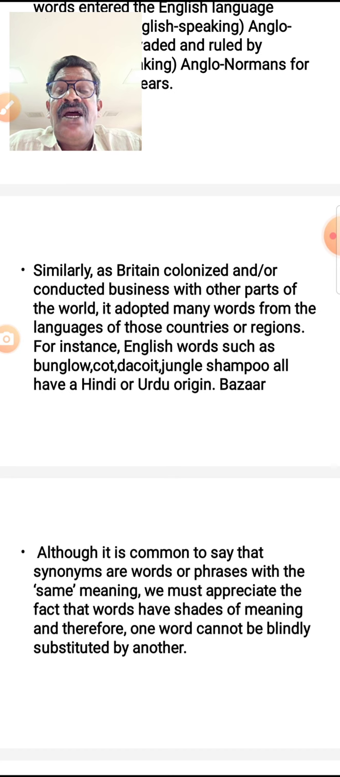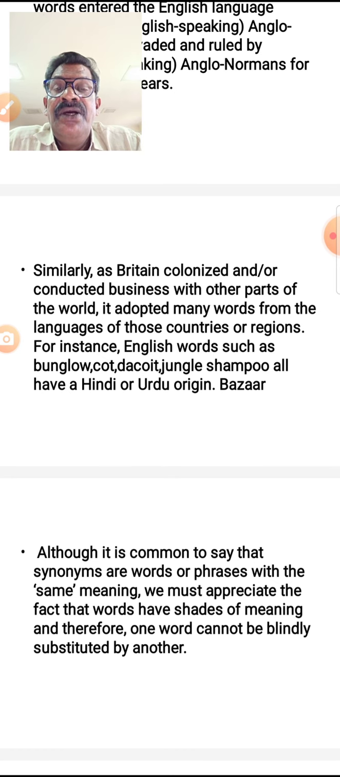As we have discussed in an earlier slide, 29% is from Latin, 29% from French, and some 6% from other languages, because Britain colonized and conducted business all over the world. So it has adopted so many words from the languages of those countries.